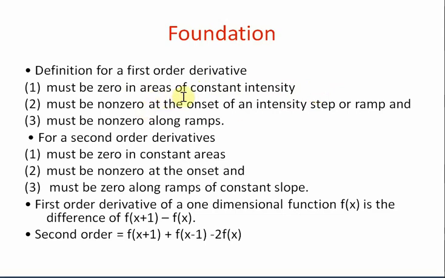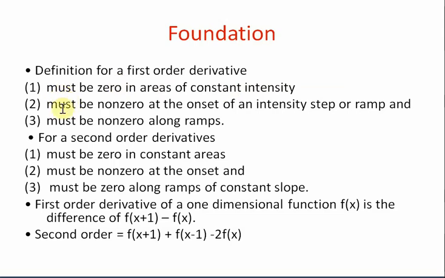If you apply the first order derivative to that particular area, then you get the 0 value. Obviously you know the first derivative of a constant: d by dx of some constant c is 0. That's why in the image, if there is an area consisting of constant intensity, you get the 0 value at the corresponding location or area. That is the first point.